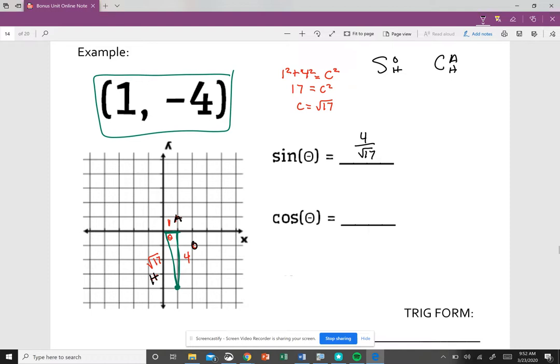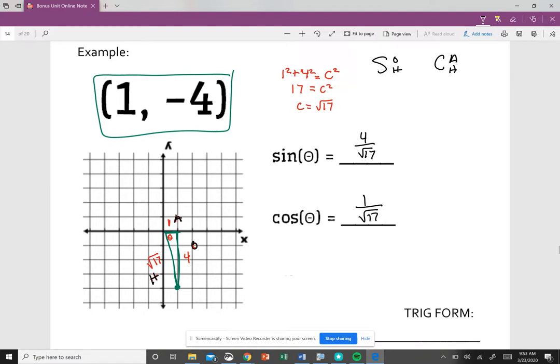And then cosine is going to be adjacent over hypotenuse, 1 over square root 17. Okay, so we have 4 over square root 17 and 1 over square root 17.